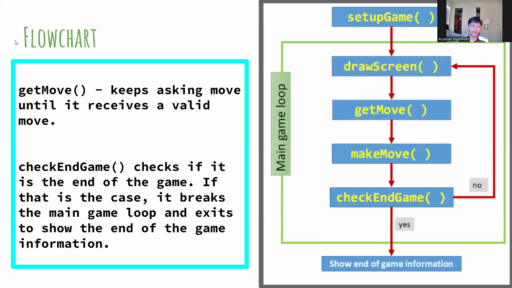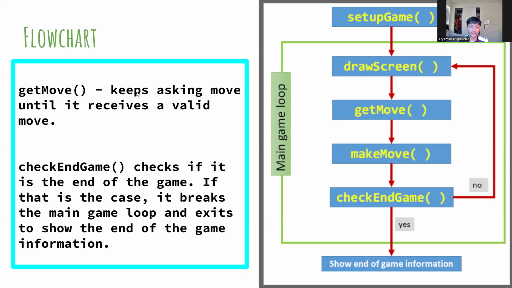So we could organize this code into a flowchart basically. And so you could see there's a setup game, draw screen, get move, make move, check endgame functions. And there's a main game loop that revolves around those 5 functions. So these are 2 important functions, get move and check endgame.